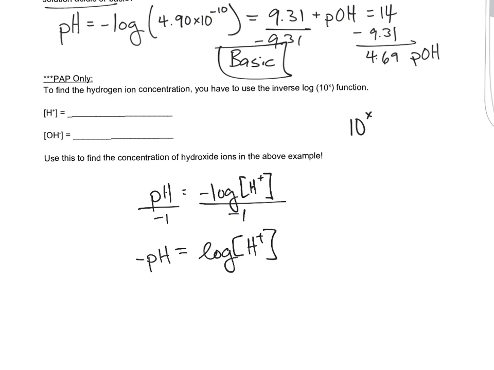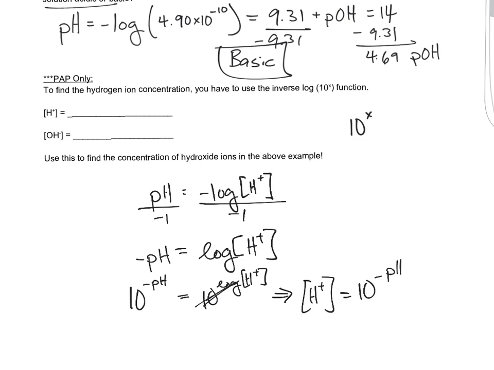And then we get rid of that log using 10 to the x. So what you do to one side, you have to do to the other. We'll do 10 to the negative pH, which is a given number, equals 10 to the log of H plus concentration. And since 10 to the x and log are inverse functions, those just go away, and you get that the hydrogen ion concentration equals 10 to the negative pH.